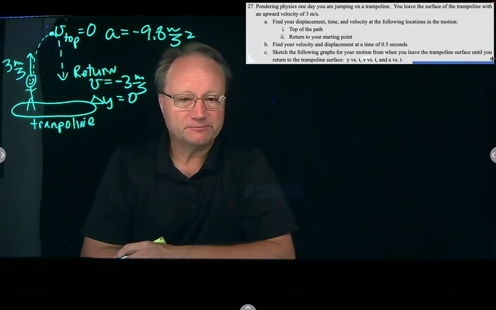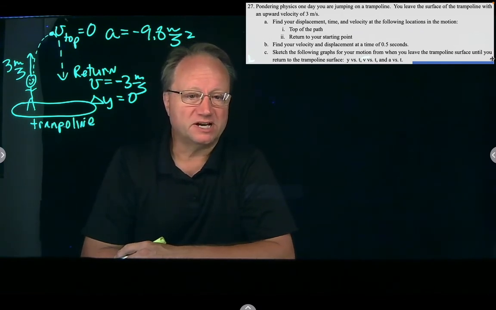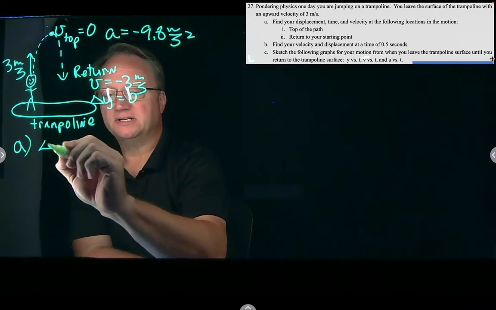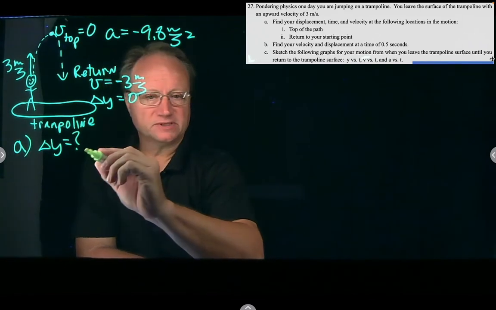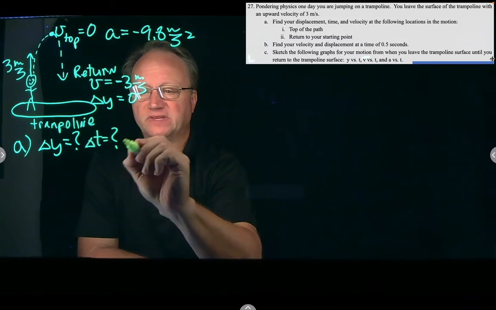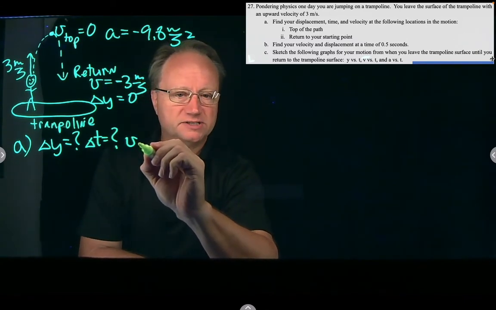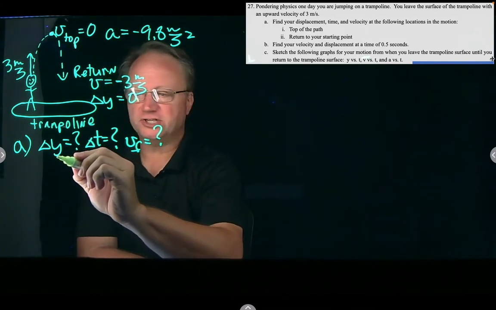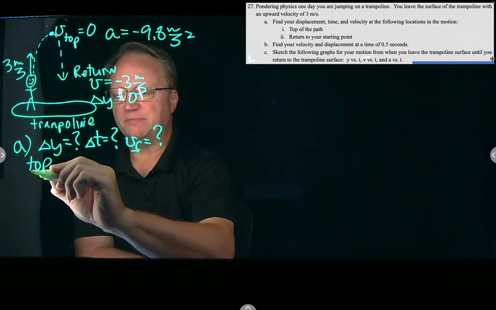Now, part A, find your displacement, time, and velocity for the following locations of the motion. So we want delta y, we want delta t, and we want that final velocity. Our first location is the top of the path.